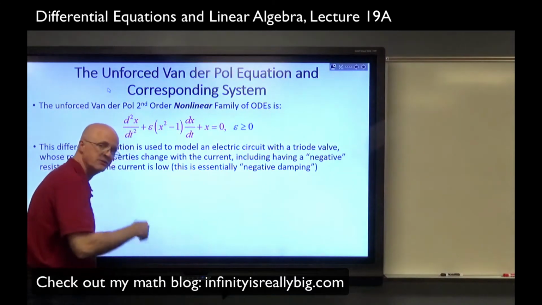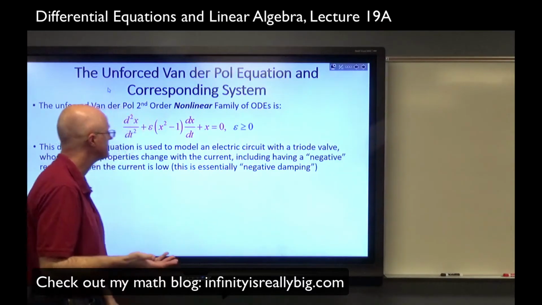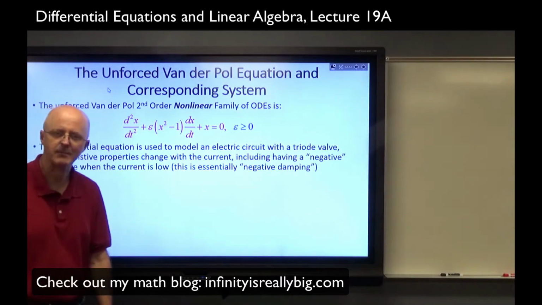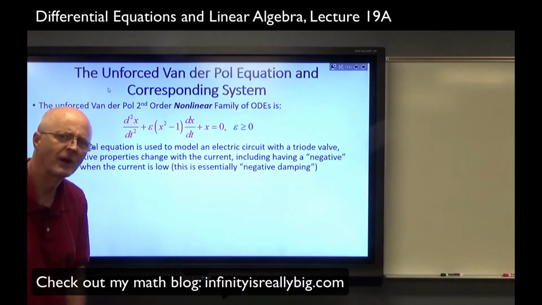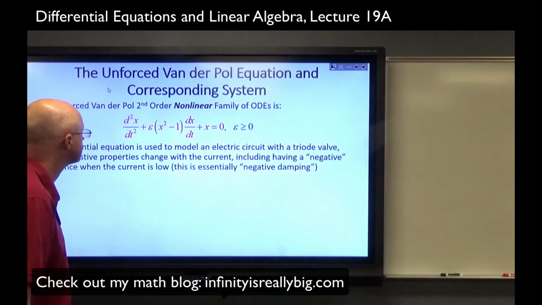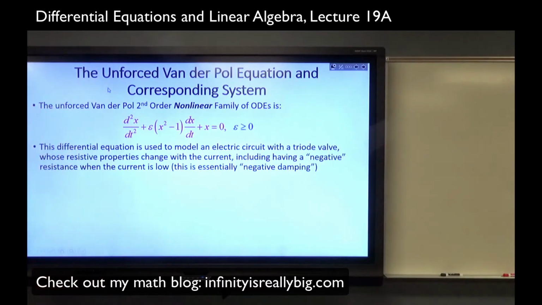That will allow us to ultimately think about the flow, like we've been talking about in recent lectures. Here's just a comment. This differential equation is used to model an electric circuit with a triode valve whose resistive properties change with the current, including having, this sounds strange, a negative resistance when the current is low. This is essentially like a negative damping. It's okay if you don't quite understand this. I don't really fully understand this. If you want to be an electrical engineer, you should ultimately try to understand something like this. I don't know what kind of circuit would do this.